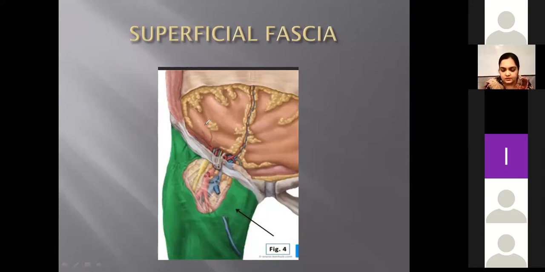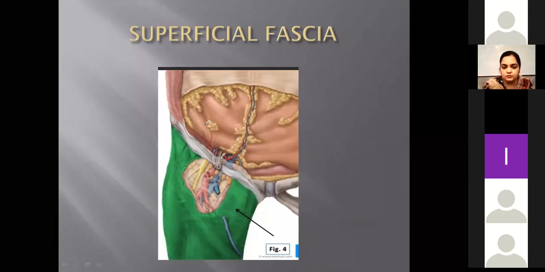Number one is the Camper's fascia, and it is made up of fibrofatty tissue, C-A-M-P-E-R-S, Camper's fascia. Then the next layer of the anterior abdominal wall superficial fascia is the Scarpa's fascia, S-C-A-R-P-A-S, Scarpa's fascia. So the superficial fascia of the anterior abdominal wall continues into the thigh also. Only the one layer, not the first layer, Camper's fascia.